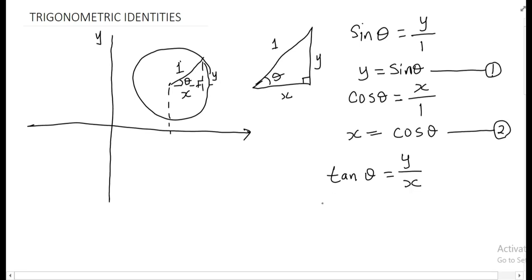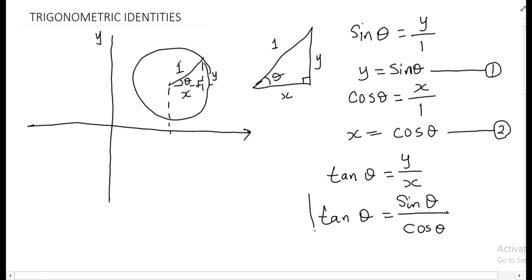Now you will realize that from equation 1, y is equal to sine theta, and then tan theta is y all over x. So let's substitute y here for sine theta, because y is equal to sine theta in equation 1. So tan theta will now be sine theta all over our x. From equation 2, x is cos theta. So we have here cos theta.